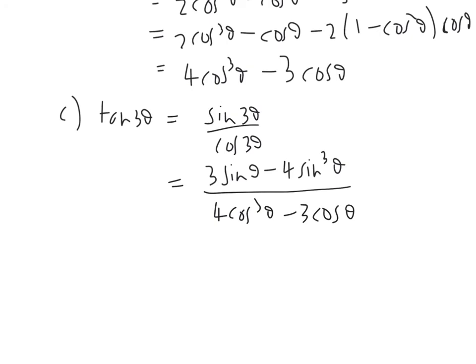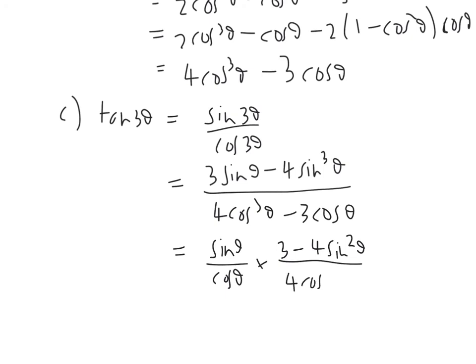Where would I go from there? Well, I can see that sine is a common factor and cos is a common factor. So I'm going to factorize out the sine and the cos on the numerator and denominator. So the numerator now is 3 minus 4 sine squared theta. And the denominator 4 cos squared theta minus 3. If that makes sense. So if I times this one by sine, I would get this, times this one by cos, you should get that.